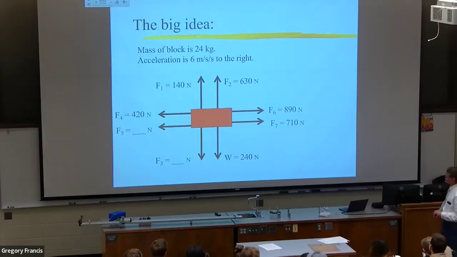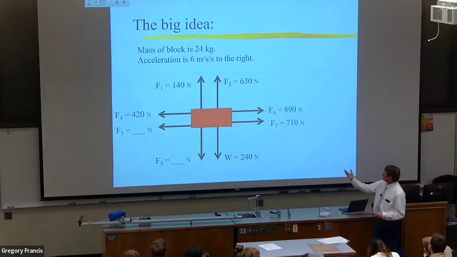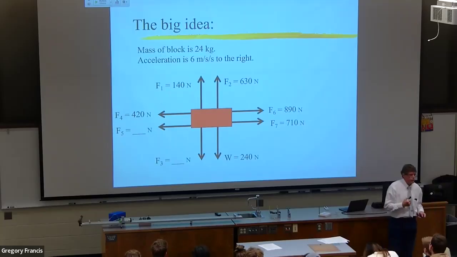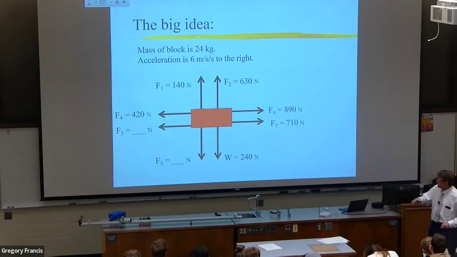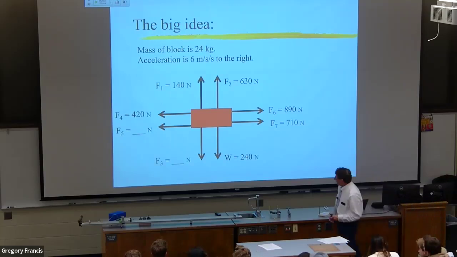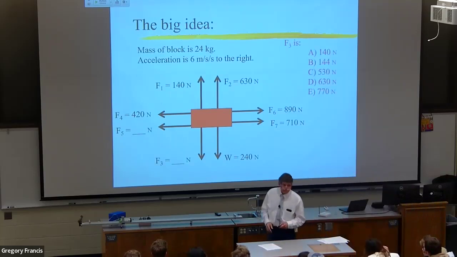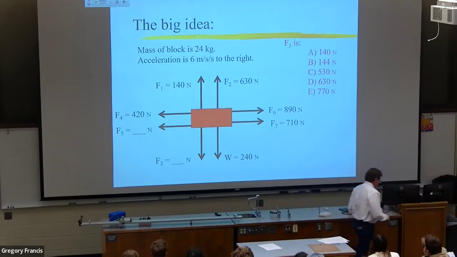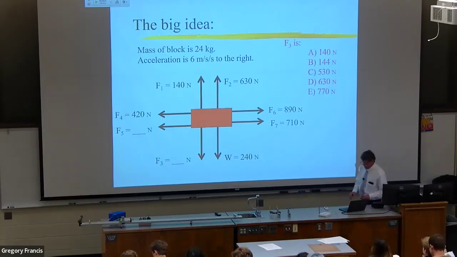And I hope during this exam that you're just giggling, that eventually they come and want to kick you out of the testing center because you're giggling, because you're just doing F net equals MA over and over again. So here I have a mass of 24 kilograms accelerating to the right by 6 meters per second per second. And I've given you some of the forces, but not all of the forces. I haven't given you F3 or F5. So first, what is F3? With your neighbor, figure out F3 and use your clicker to let me know.